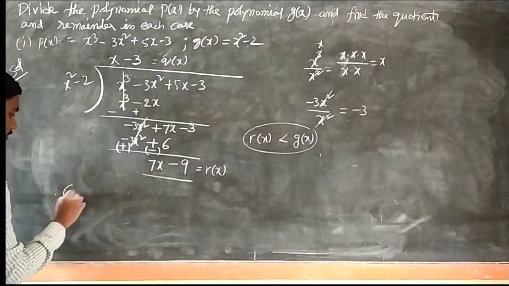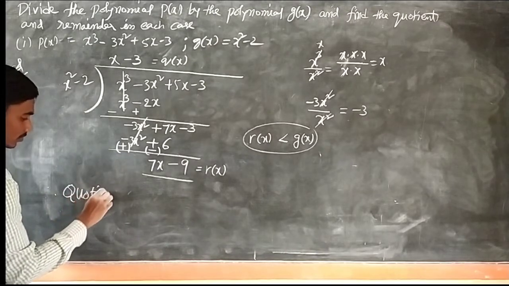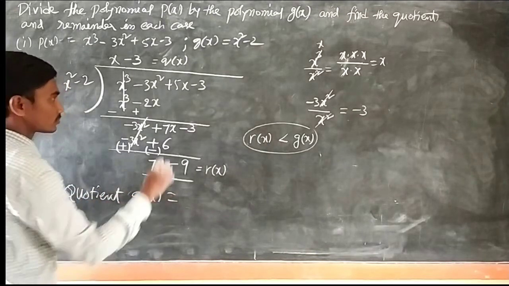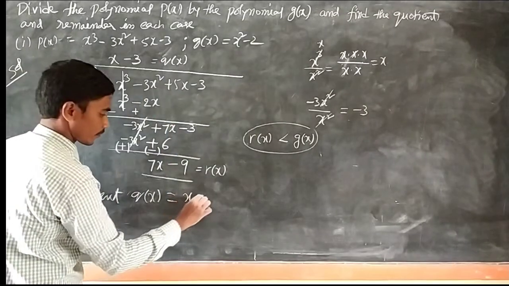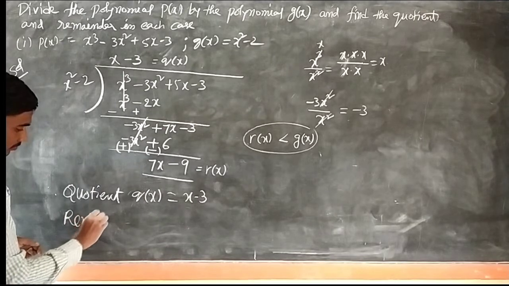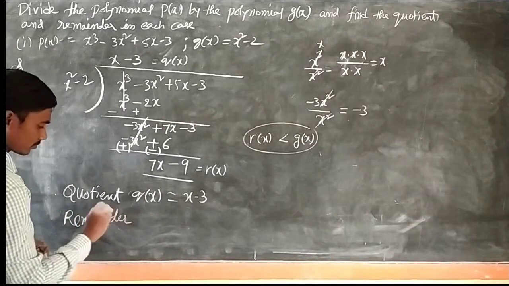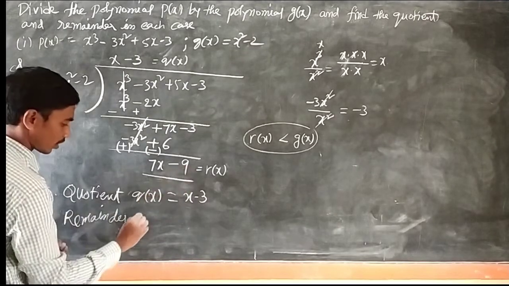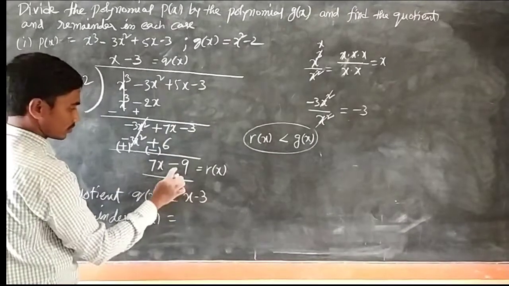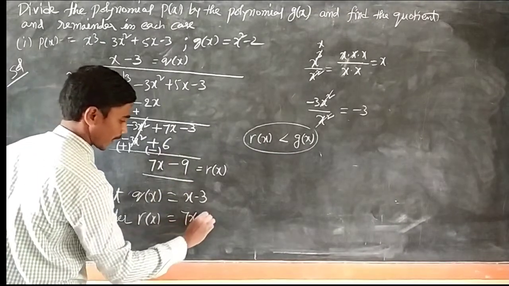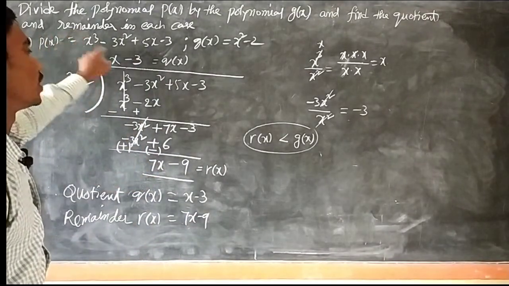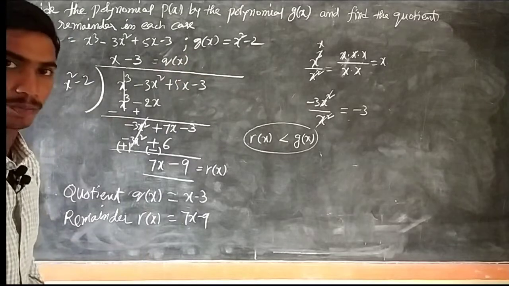Therefore quotient q of x is equal to x minus 3, remainder r of x is equal to 7x minus 9. In this way we can divide the given polynomial with another polynomial.